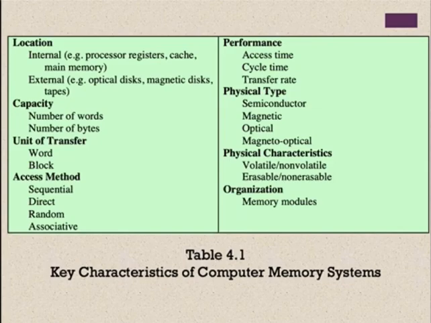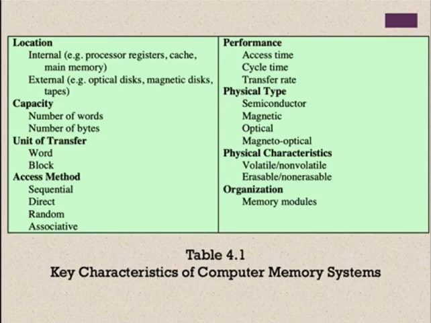The access method is another characteristic. We normally use 4 types of access method to categorize these different types of memory: sequential, direct, random, and associative. We will discuss these characteristics in detail.